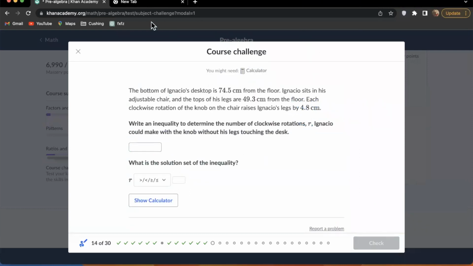This says the bottom of Ignacio's desktop is 74.5 centimeters from the floor. The bottom of his desktop is 74.5 from the floor. All right, so you've got a desk, and then a computer. It's like your desktop computer. So the distance from here, the bottom, to the floor is 74.5 centimeters.